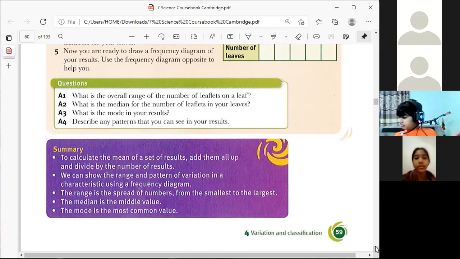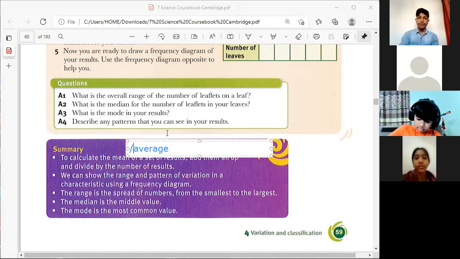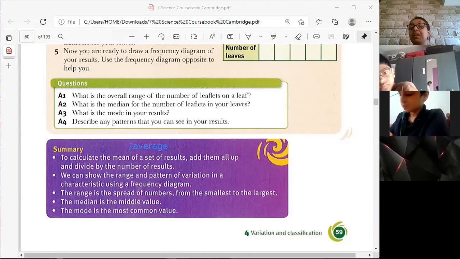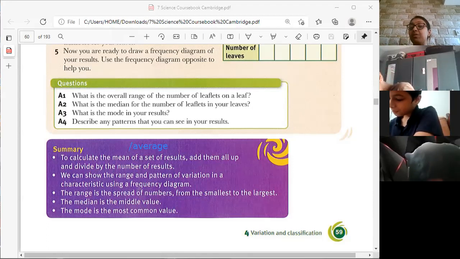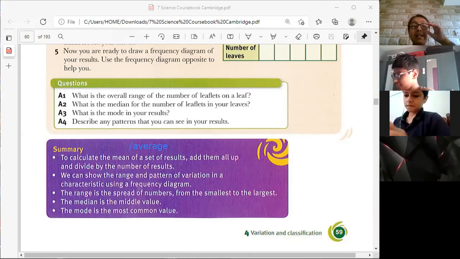To calculate the mean of a set of results, when you're writing mean, I want you to add one word there, and that is average. You will write along with mean the word average also, because mean is nothing but average. So you will say, to calculate the mean or average of a set of results, you're supposed to add them all and divide them by the number of results. If you remember, in the last class, I gave you a formula, sum of observations divided by number of observations. So this is in words what we wrote as a formula. Please put down this first point.